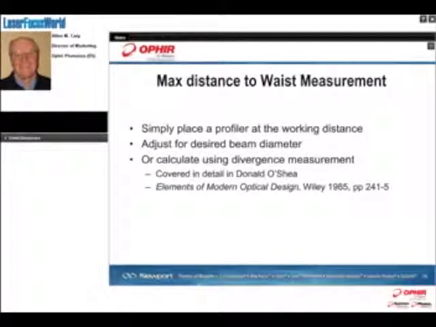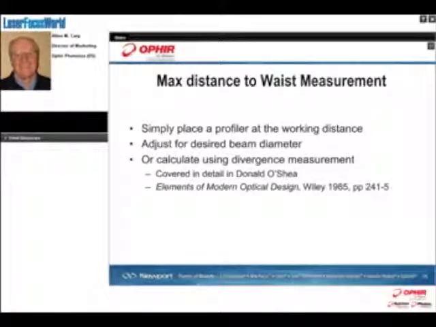Now, if that working distance is several kilometers away, then we have to do some calculations instead, and basically calculate the divergence measurement that will give us the distance to the waist that we're looking for. Now, this is covered in great detail in Donald O'Shea's classic work, The Elements of Modern Optical Design, written in 1985. I believe it's been updated since then.